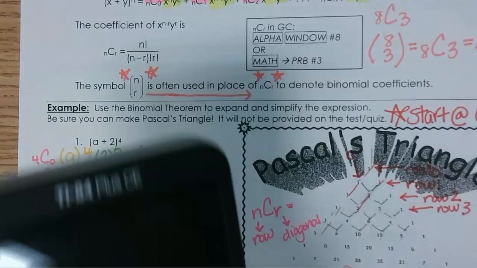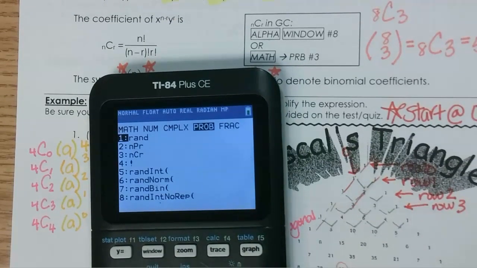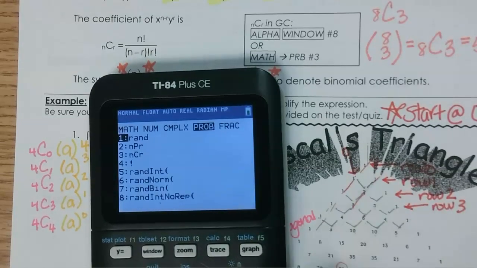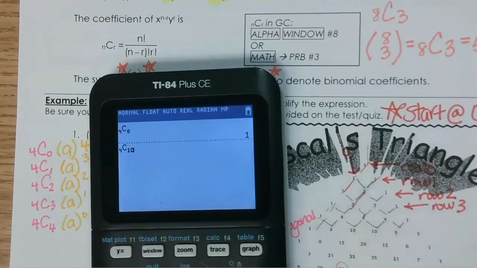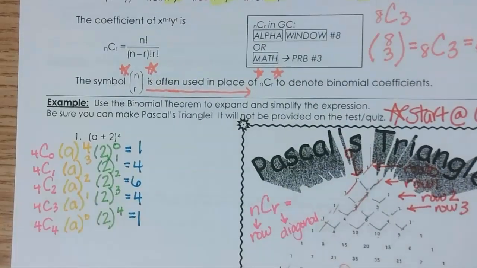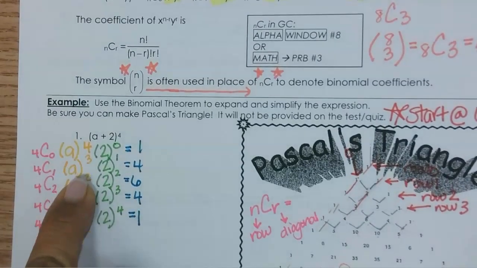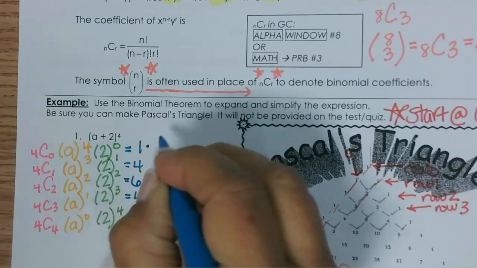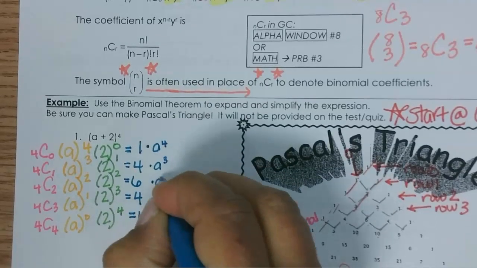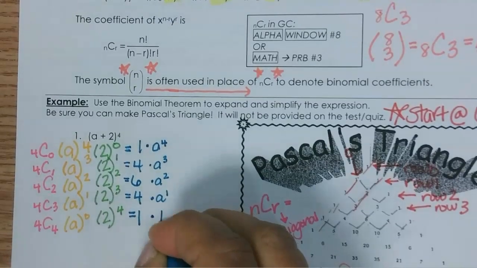If you can't remember Pascal's triangle, you can always, in the calculator, find 4c0, 4c1, 4c2, etc. But knowing to use Pascal's triangle ends up being really helpful. Okay. Now I'm just going to think about these a's to the different powers. This isn't very exciting. This is just a to the 4th, a cubed, a squared, a to the 1st, and a to the 0, which is just a.